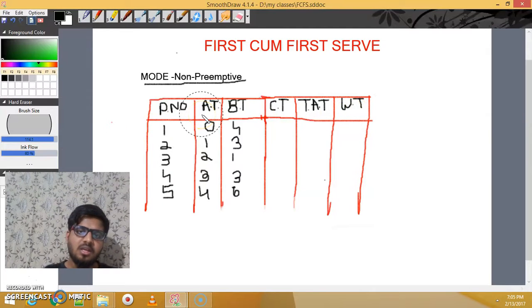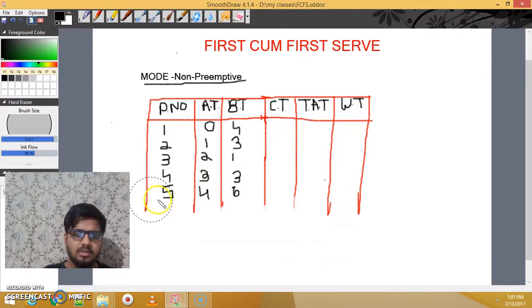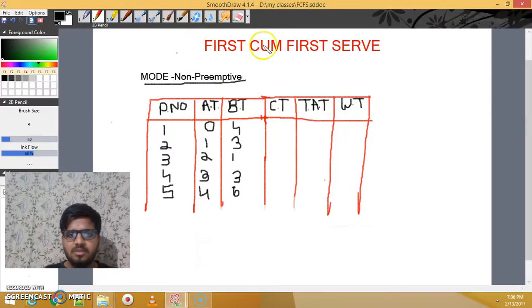If you consider any algorithm, like first come first serve or any non-preemptive algorithm, round robin or SJF, the basic thing is you have to draw the Gantt chart. You don't get any question from this first come first serve. Just first observe how to draw the Gantt chart. This Gantt chart will be used in other lectures, other algorithms. So watch carefully.